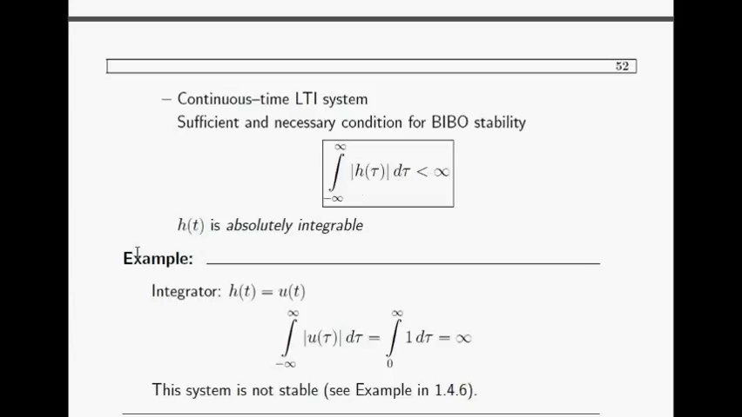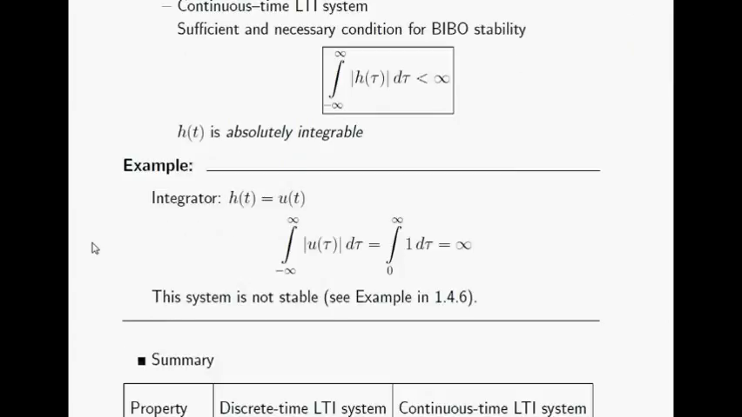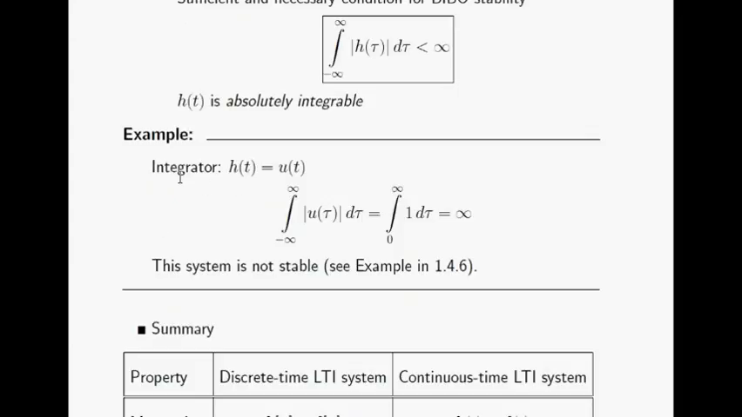Similarly you can see for the continuous time system, okay, that h of t must be absolutely integrable. Absolutely integrable means that mod of that function from minus infinity to infinity with integration should be less than infinity. It must be finite. Okay, so now let's see an example.